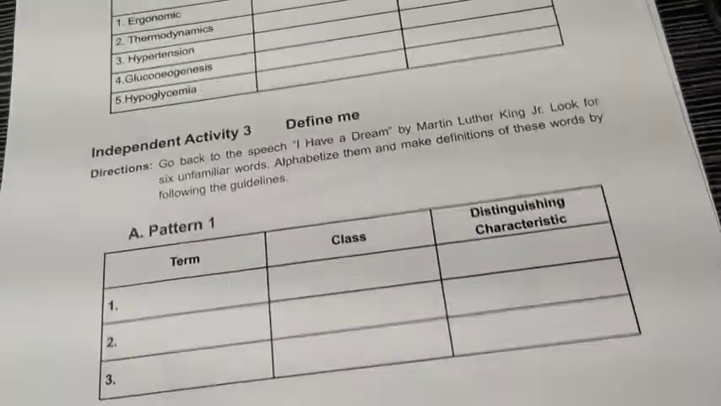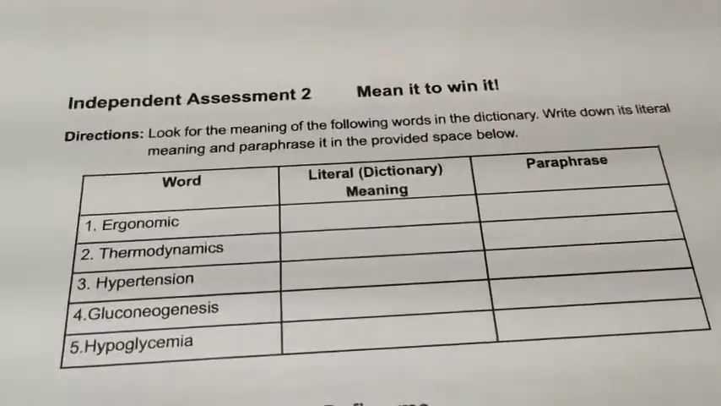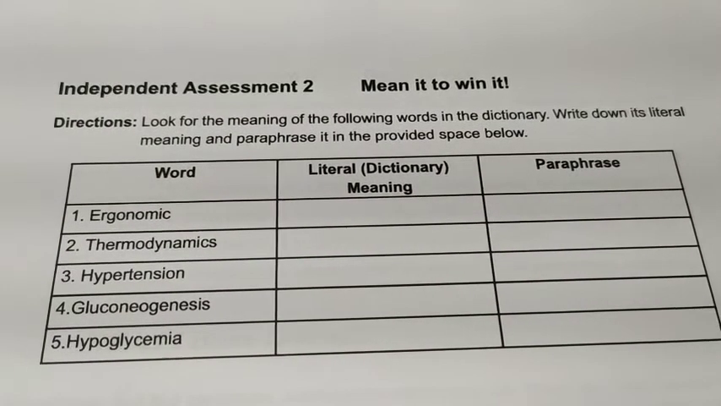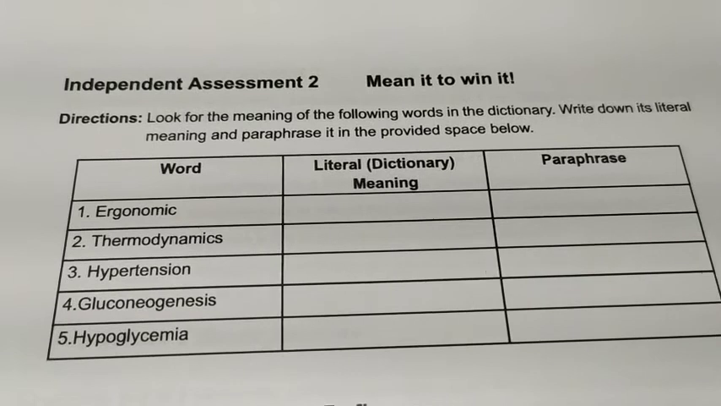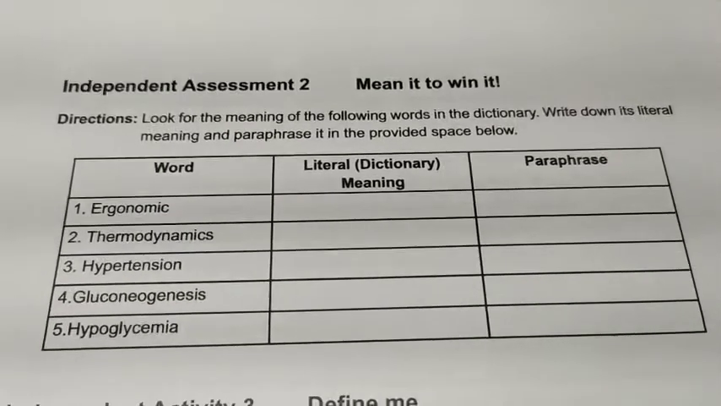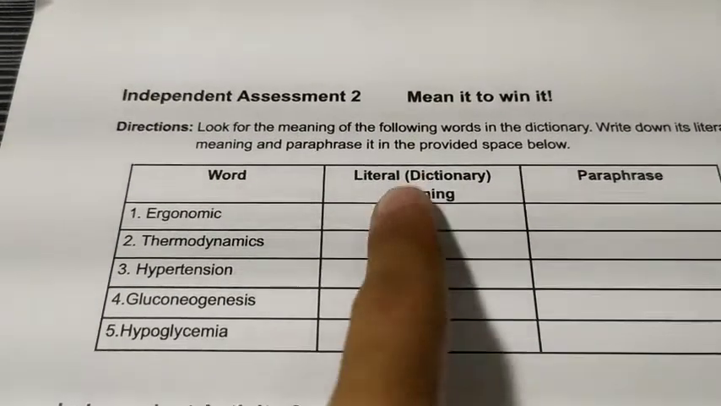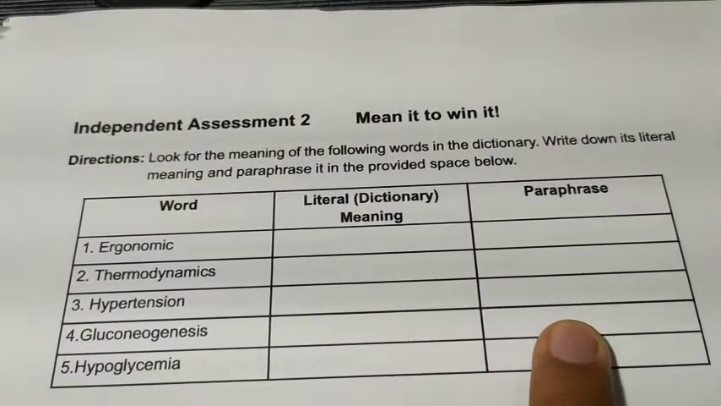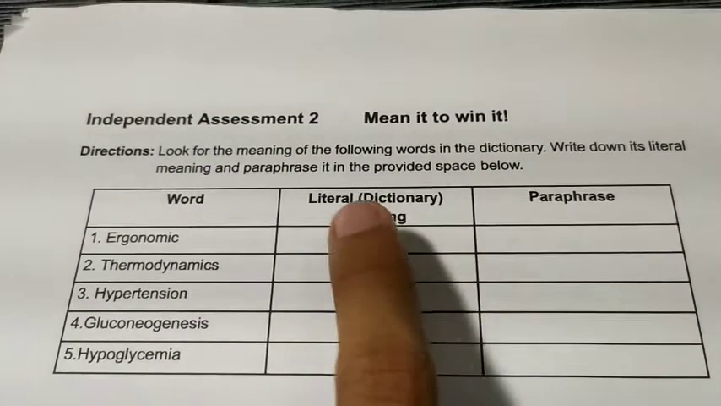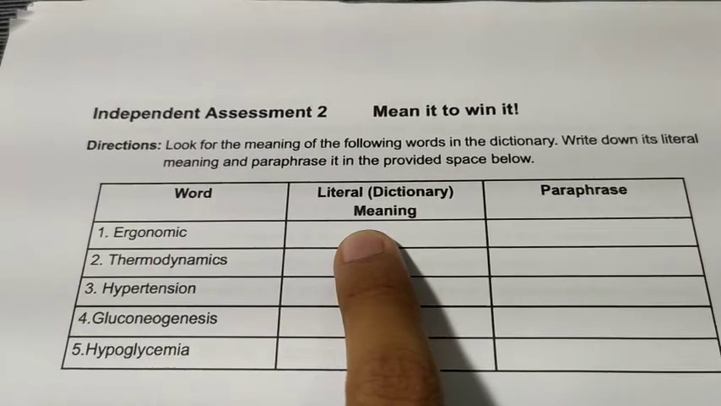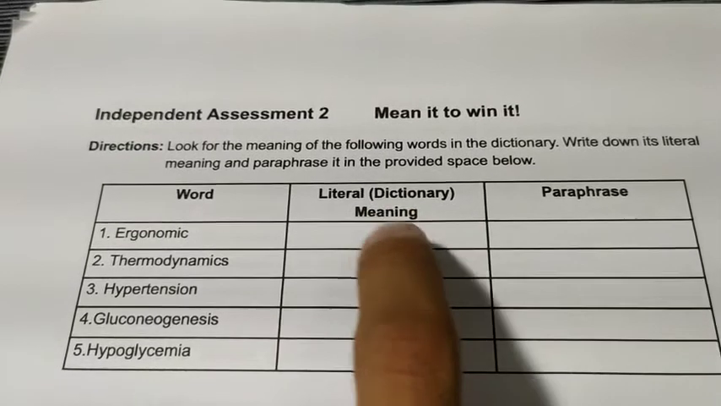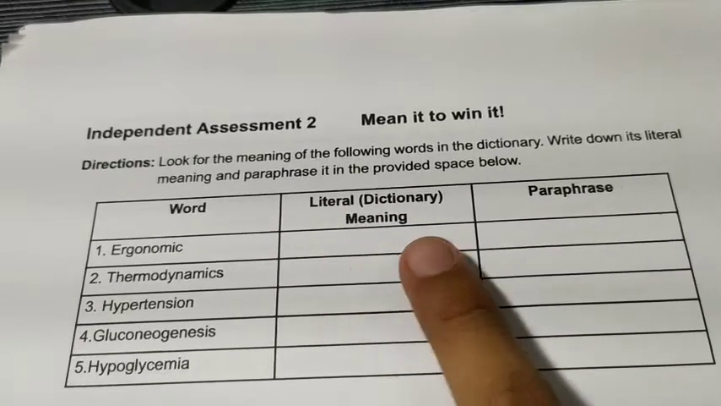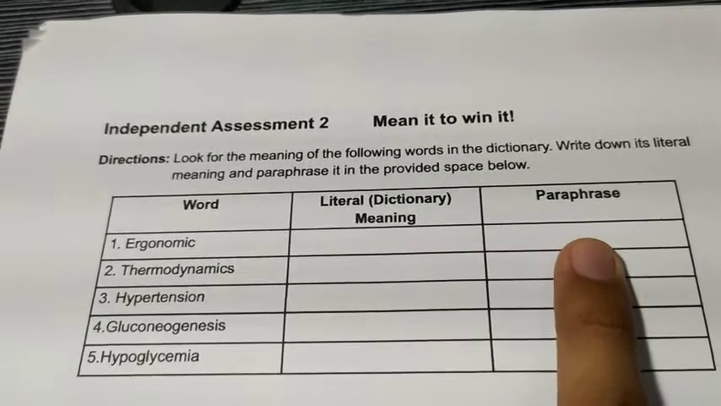So independent assessment 2, mean it to win it. Here, look for the meaning of the following words in the dictionary. Write down its literal meaning and paraphrase it in the provided space below. So here, you will just copy it from the dictionary. You will search that, then you will just copy. Then you will paraphrase based on what you have understood from the literal dictionary meaning that you have gotten from the dictionary. You will paraphrase it, meaning you will rewrite the definition based on how you understood it.